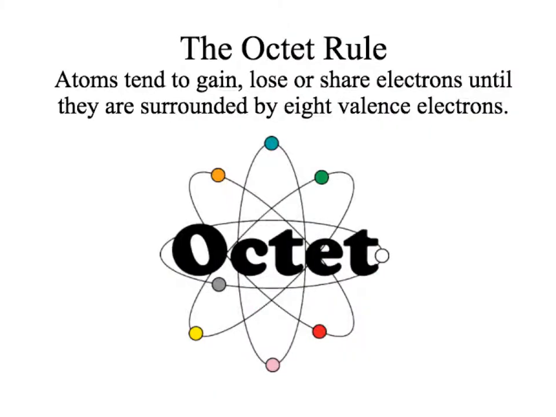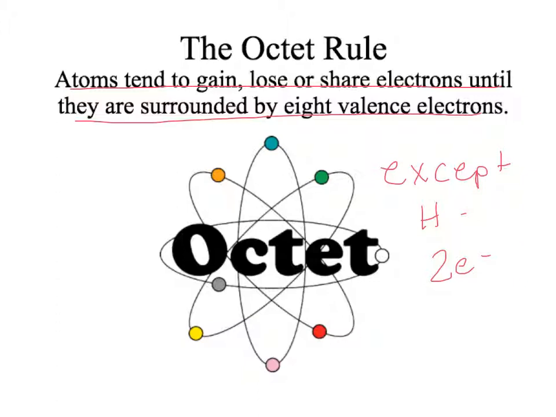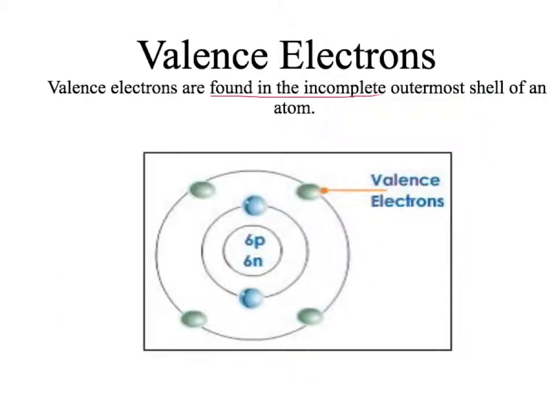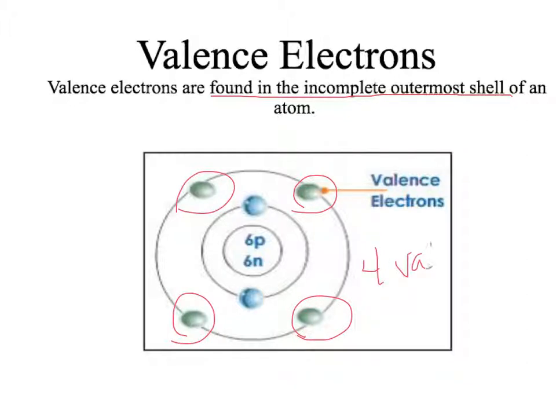Octet rule, a very, very important rule for us to remember, and that is that all atoms lose or gain or share electrons so that they get 8 valence electrons. Everything wants that magic number 8, except hydrogen, which only wants 2 electrons. Remember, valence electrons are the ones in the outermost energy shell of the atom. So oxygen here has 8 electrons, but it has 6 valence electrons, 6 electrons in its outermost energy level.